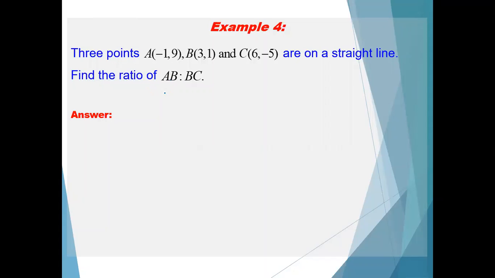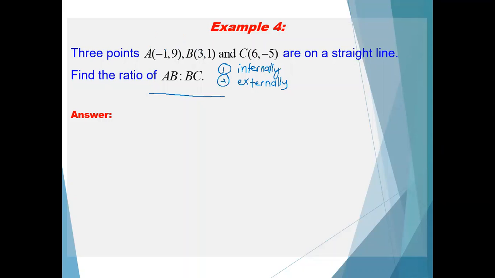AB to BC means that we have divisions of a line segment, internally and also externally. You have to understand which one. B is the division of the line segment, so you have to understand whether it is internal or externally. From the points, you can see whether B externally or internally divides the line.